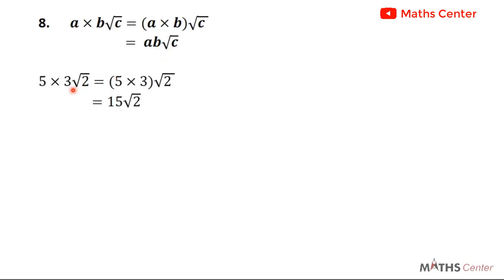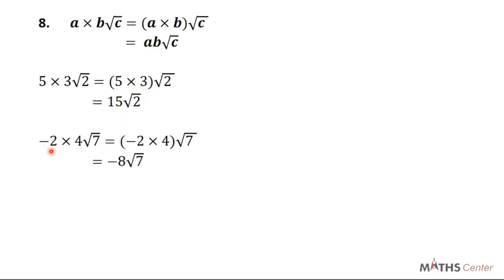So let's take some examples. If you have 5 times 3 root 2, it's going to give us 5 times 3, then square root of 2. 5 times 3 is 15, so 15 root 2. If you have negative 2 times 4 root 7, you are going to have negative 2 times 4 square root of 7. Negative 2 times 4 will give us negative 8, then square root of 7. If you have 9 times negative 2 root 3, 9 will multiply negative 2, then square root of 3. 9 times negative 2 will give us negative 18, then square root of 3.